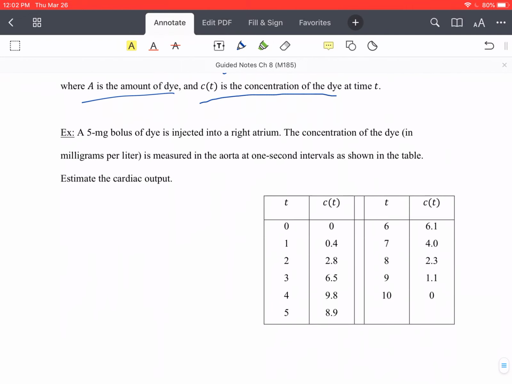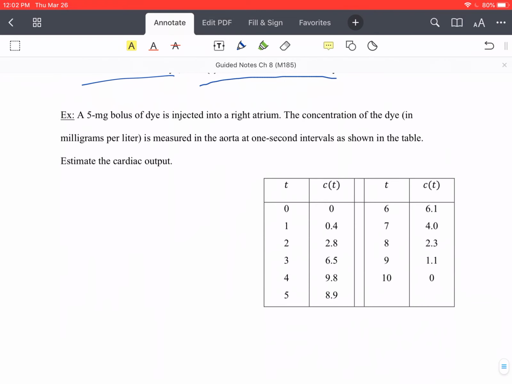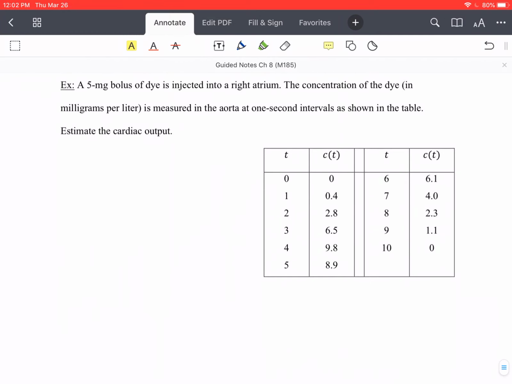A 5 milligram bolus of dye is injected into a right atrium. The concentration of the dye in milligrams per liter is measured in the aorta at 1 second intervals as shown in the table. Estimate the cardiac output. So in this case, we don't have a function per se, we just have values over intervals, but that's okay because that's really more accurate when we're dealing with real data: rather than having a function, we just have approximate values over time.